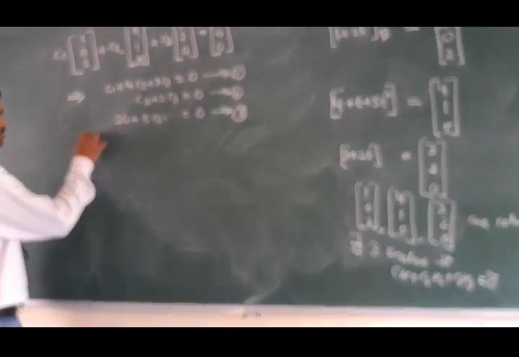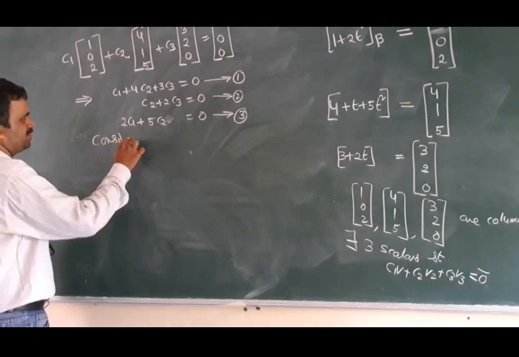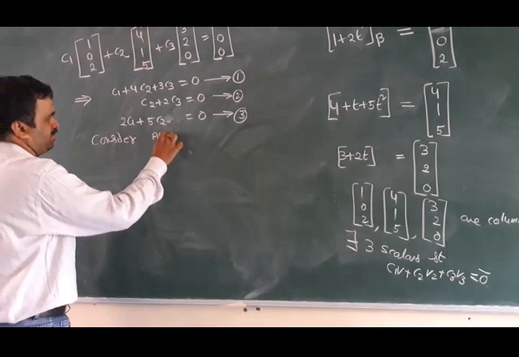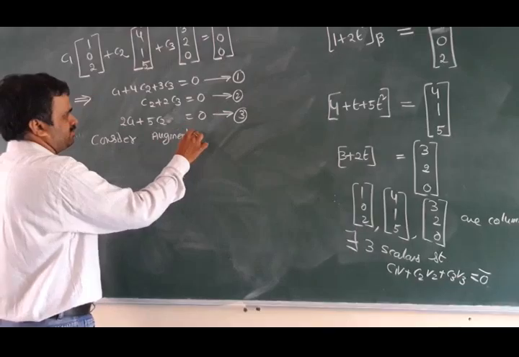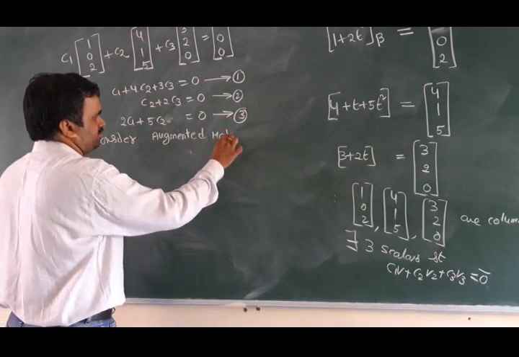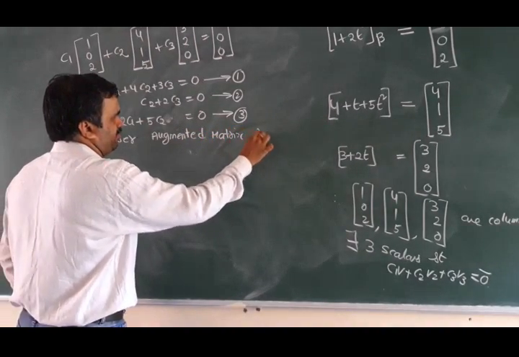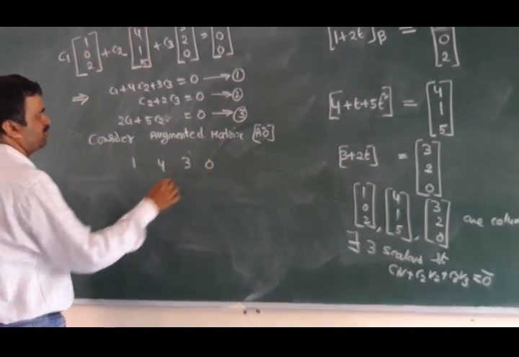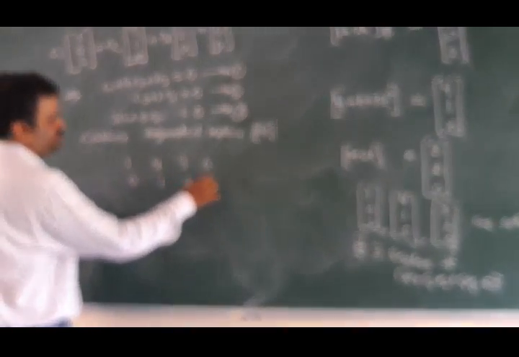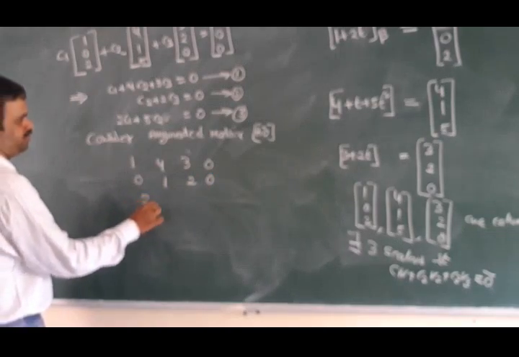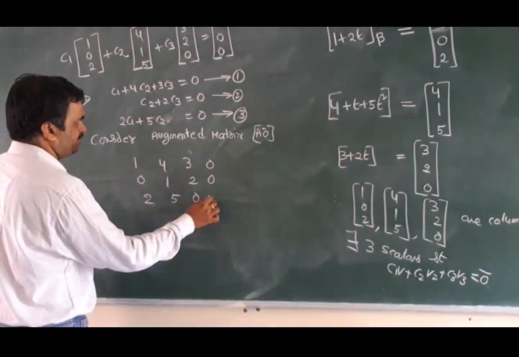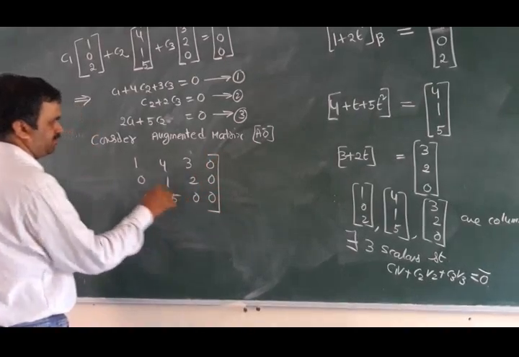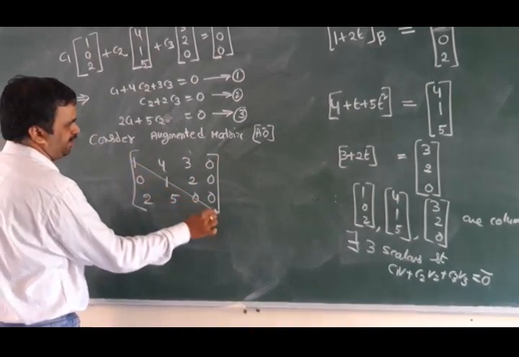For this, I will solve with the help of echelon form. So, I will consider the augmented matrix [A | 0]. Write the coefficients of A: 1, 4, 3, 0; 0, 1, 2, 0; 2, 5, 0, 0. Now I have to solve with the help of echelon form.